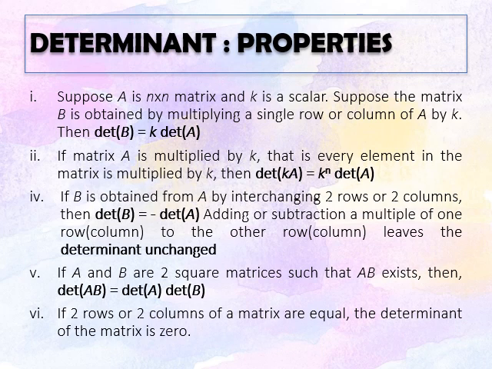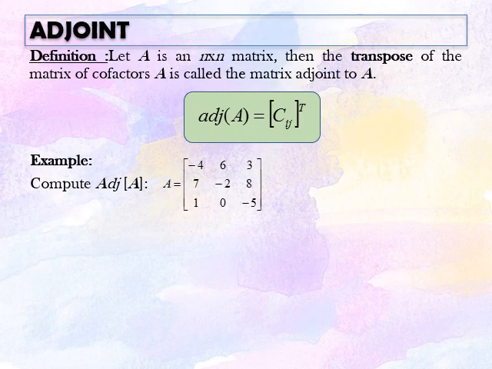So here are some properties of determinant. You can go through one by one. So that's it for determinant of 3 by 3 matrix. Thank you. So next is the adjoint of 3 by 3 matrix.